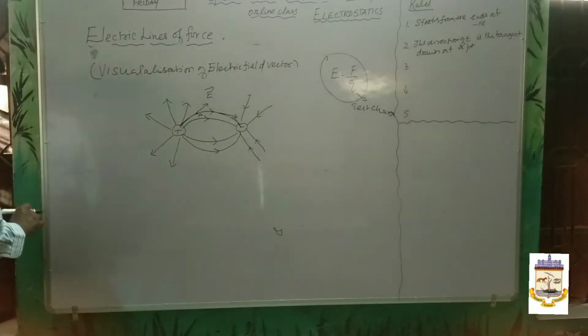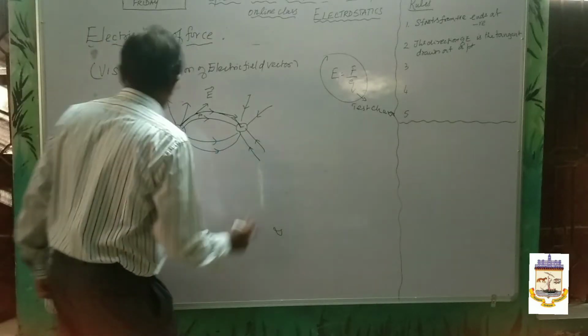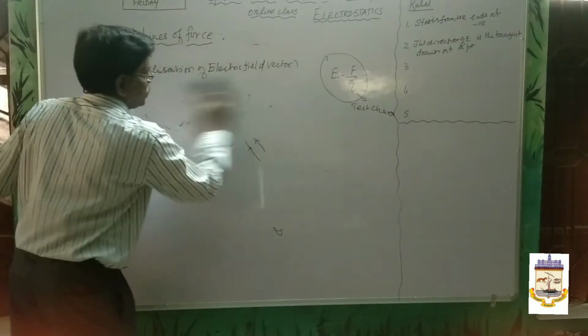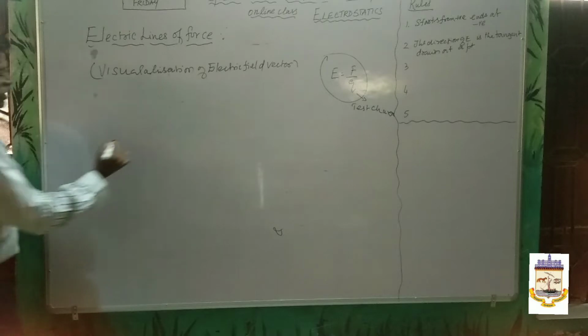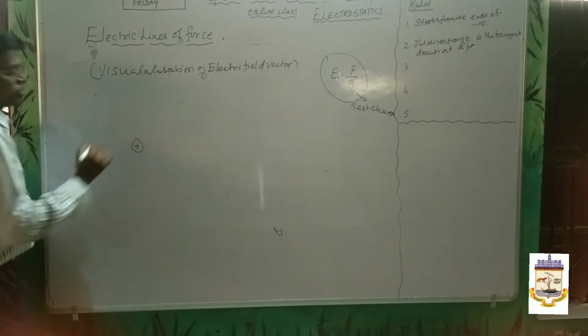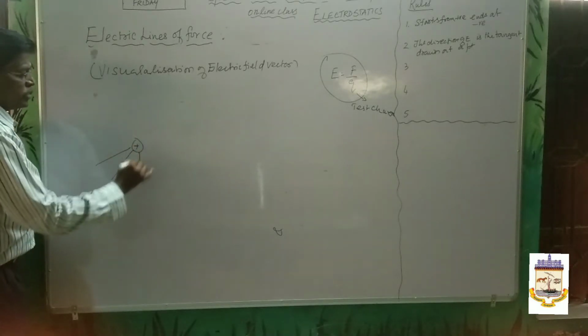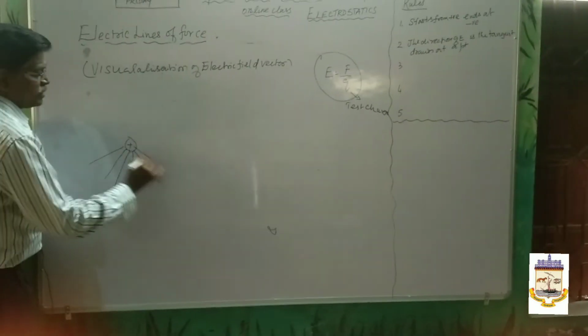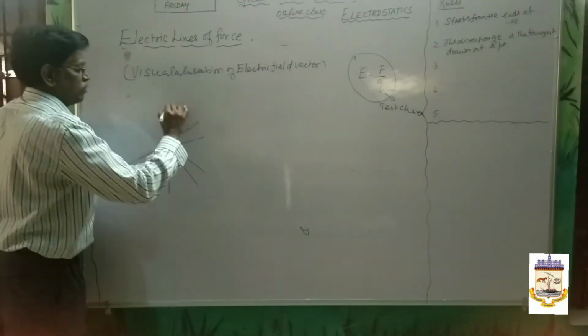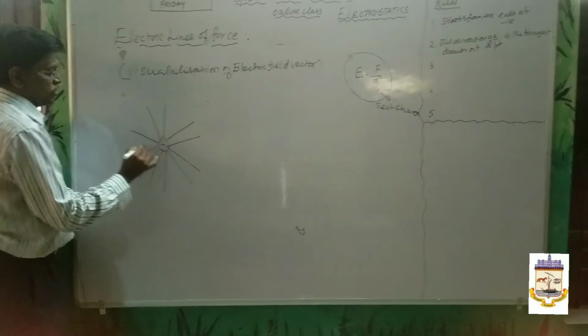Point number 3. Suppose you consider a charge like this. I am considering a positive charge. Surrounding the positive charge, let me consider a large number of electric lines like this.